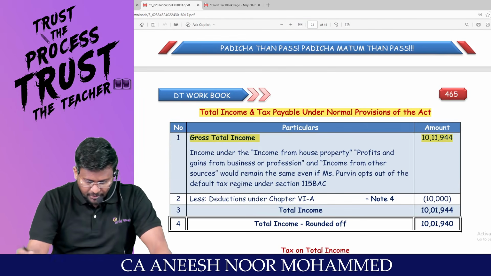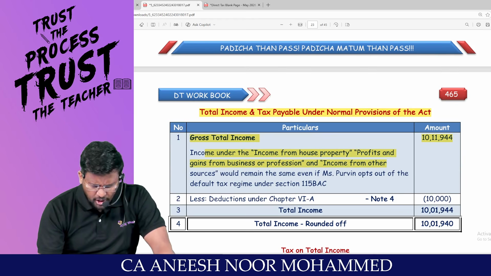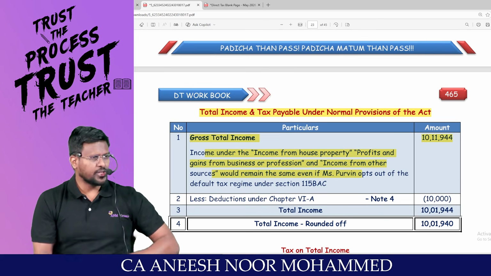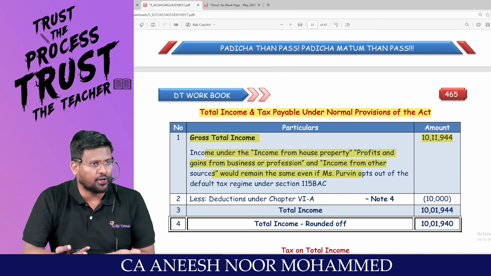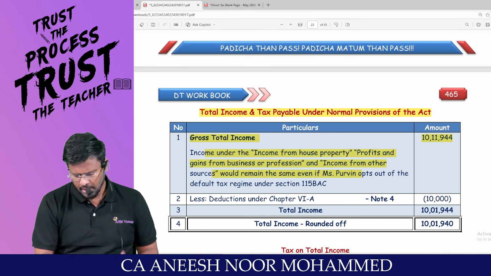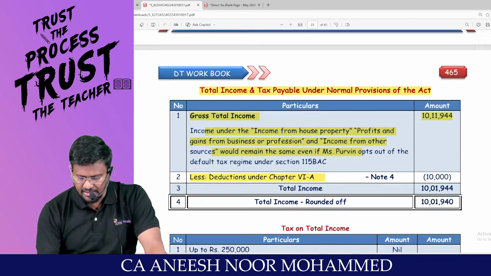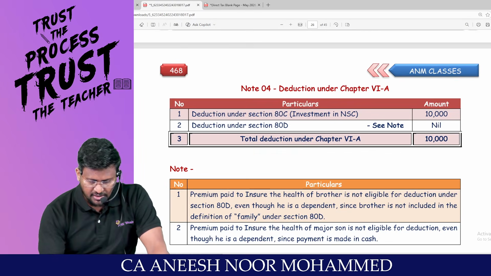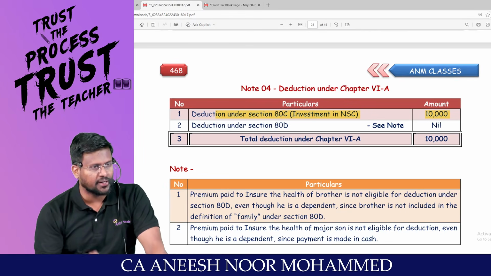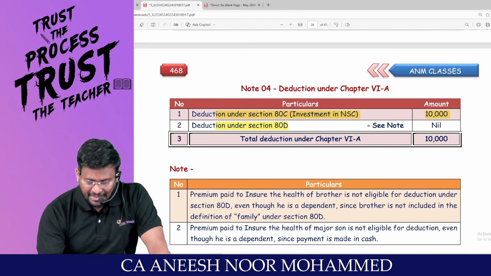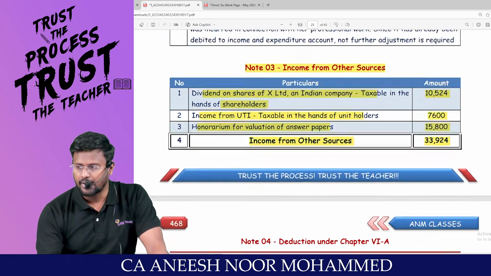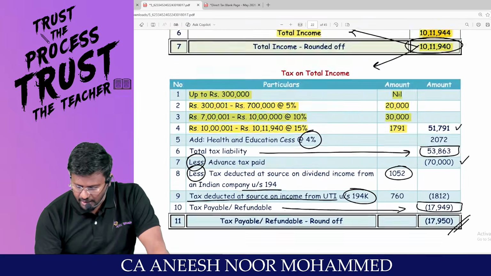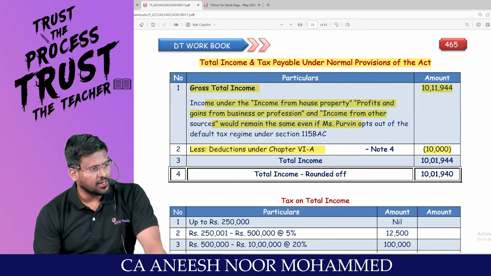Look here. Income from house property, PGBP and IFOS would remain the same because there is no special item which we have missed to claim in default tax regime in this question. Am I right? So the gross total income will be the same. Less deduction under what? Chapter 6A. I'm moving into note number 4 to finalize the chapter 6A. Nothing under 80C. If you invest in NSC, you are entitled to get deduction under 80D. Since it has been paid by cash, you are not entitled to claim deduction under 80D. Am I right? So extra 10,000 benefit you can claim under the optional tax regime.